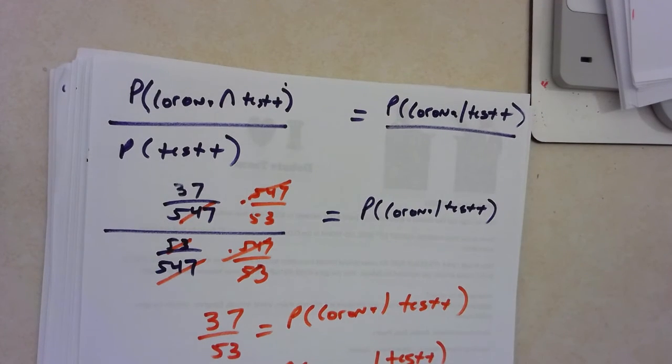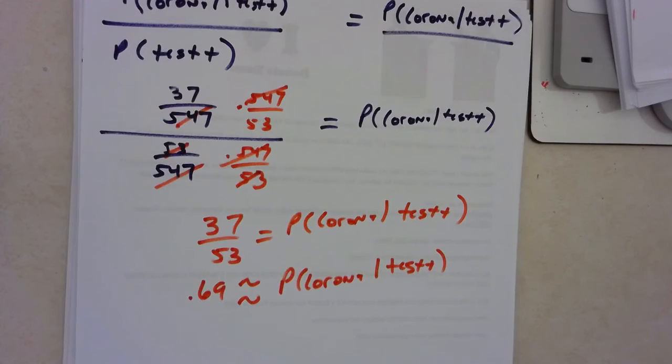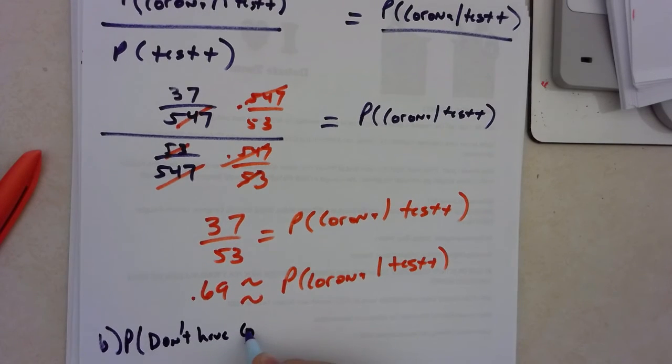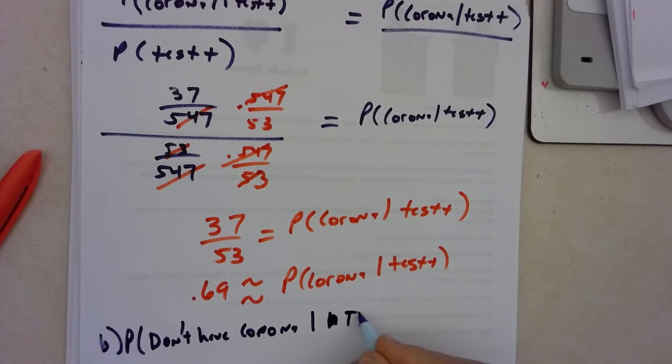All right, let's have you find the probability that you don't have corona given you test negative. And see what's the probability that you have corona given you test negative.